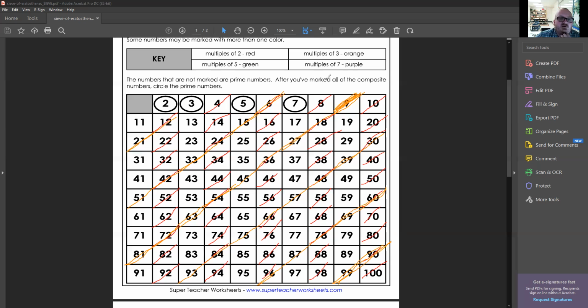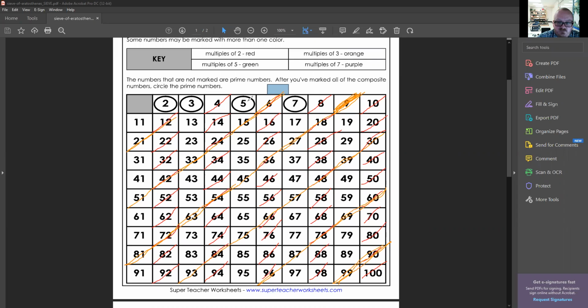Okay. So the next one has multiples of 5. I'm going to use green for these. So those are your 5, 10. Those are basically all the numbers that end in a 0 or a 5. Excuse me here. Let me get my pen up. There we go. So 5 is a prime number.